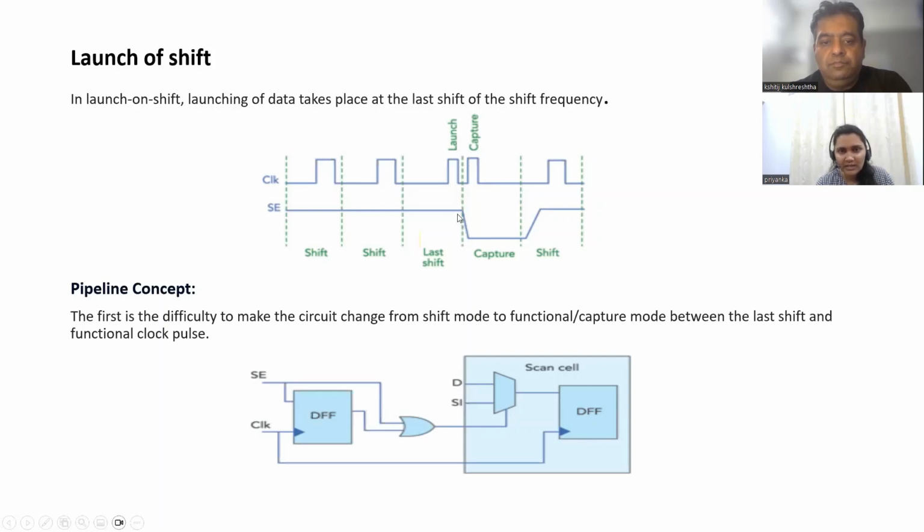So you can see there is a difference. It is very difficult to change this scan enable signal from 1 to 0. Whenever we see this 1 to 0 transition, it takes time. So at that time, it is very difficult to manage this scan enable signal at the at-speed frequency. To overcome this problem, we are using the pipeline concept.